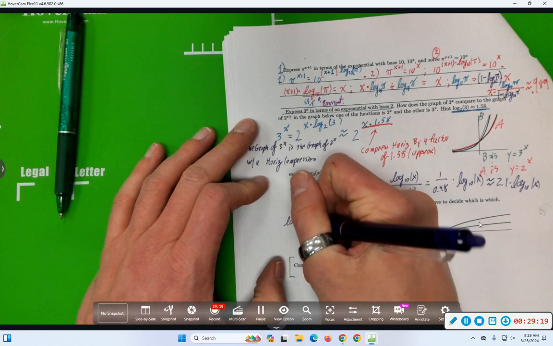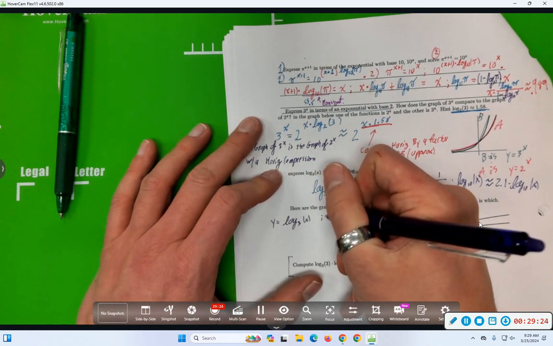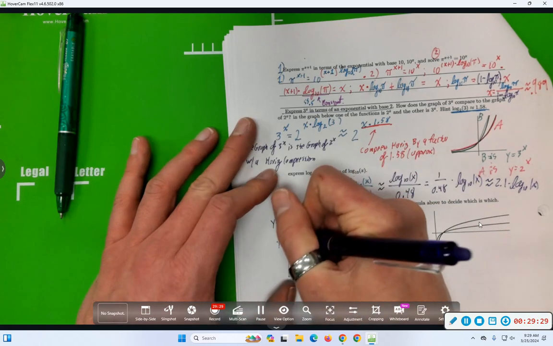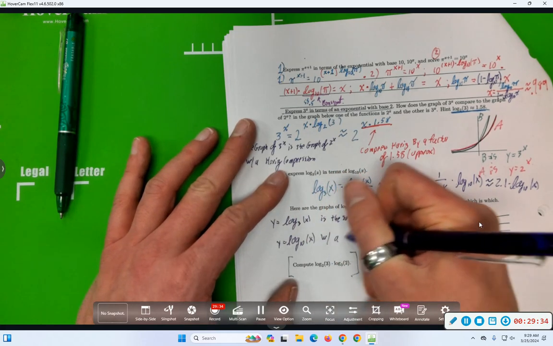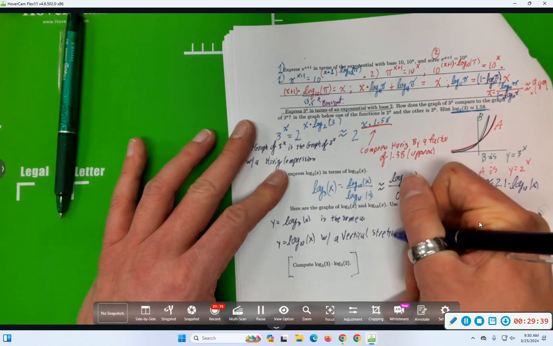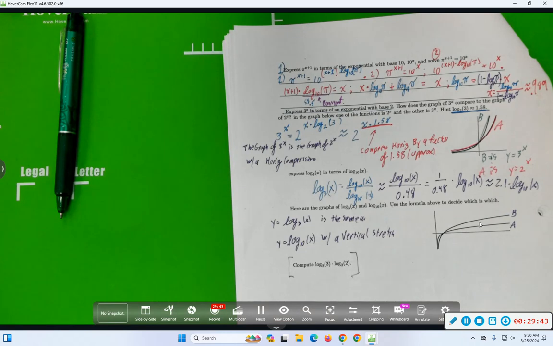So log base 3 of x is the same as y equals log base 10 of x with a vertical stretch. All right, so log base 3 of x should look like log base 10 of x, but with a vertical stretch. So log base 3 of x should be taller than log base 10 of x.